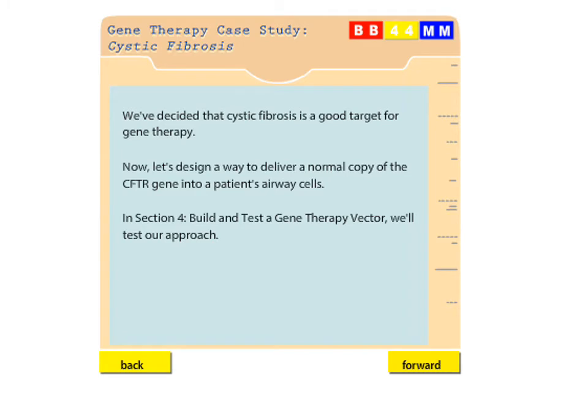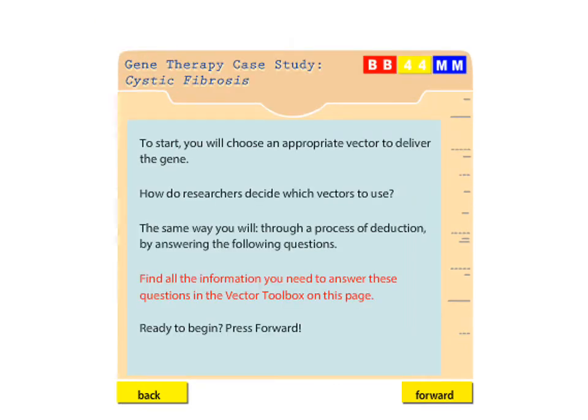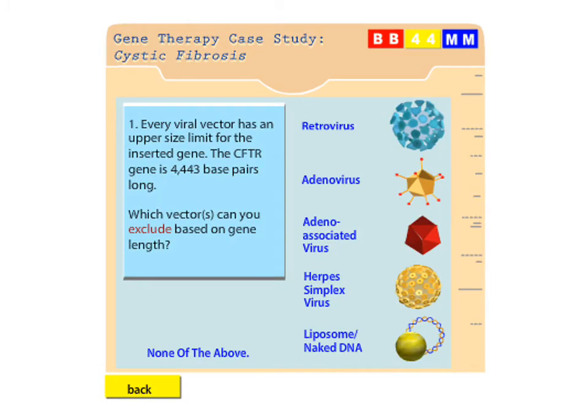Okay, so we're picking back up from the case study we looked at earlier in the 331 PowerPoint. After determining that cystic fibrosis is a good target for gene therapy, there's a consideration about how to deliver a normal copy of CFTR into a patient's airway cells. The first choice is what vector to use, and that's what we're going to go through on the next few slides. The first question is about size.